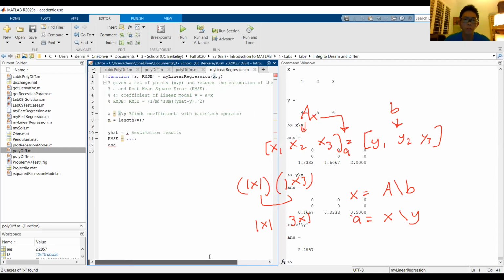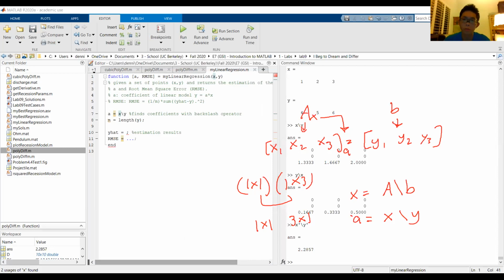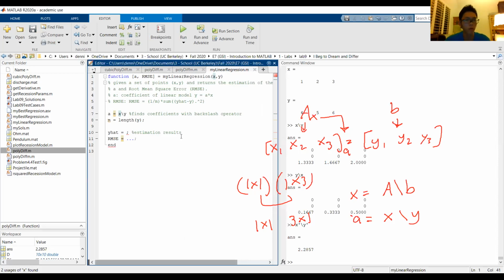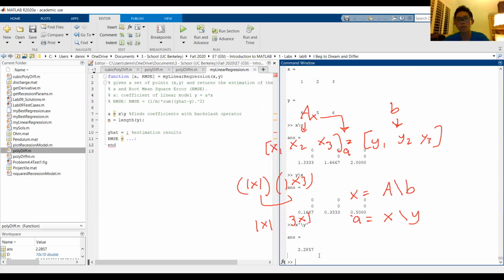I think they'll give the set of points to us like that. Let me just make sure of that. 2.1 linear regression, column vector. Okay, so this works. Let's try this out.